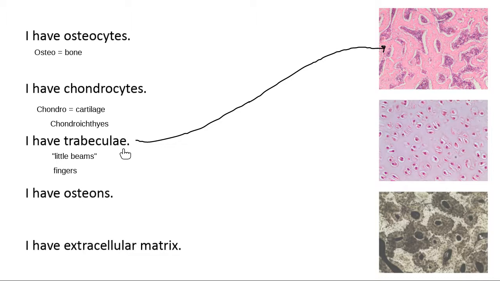So instead of having osteons, that's the arrangement that I use to describe compact bone tissue, I have little fingers of bone that there's space in between them. And that bone tissue is where those bone cells live. So the bone cells are inside these little trabeculae here, and they live with each other in the bone tissue. The bone marrow is found around those fingers.